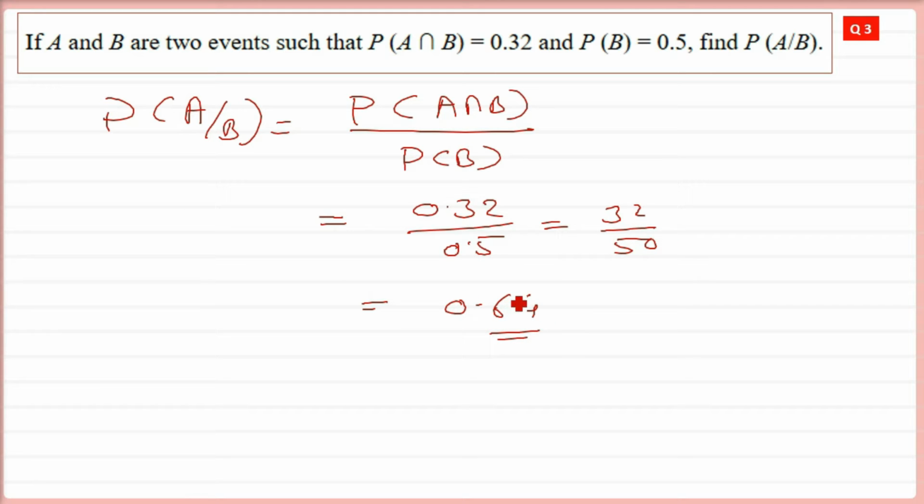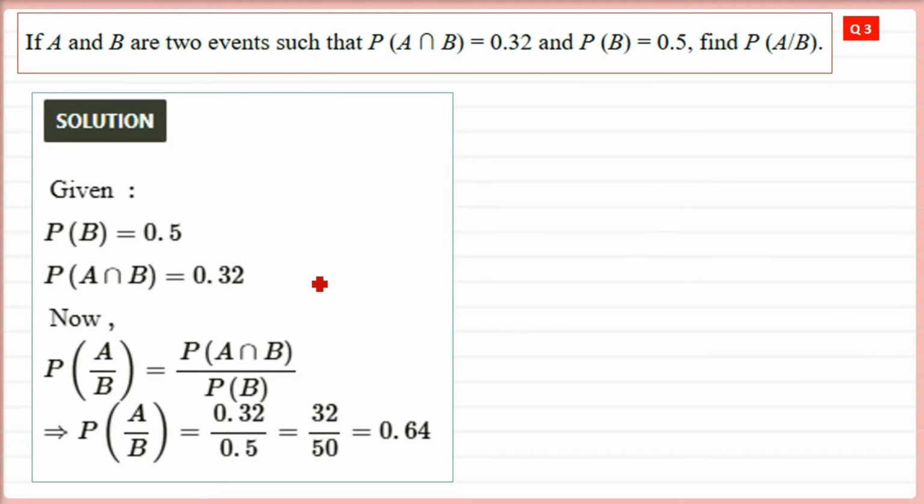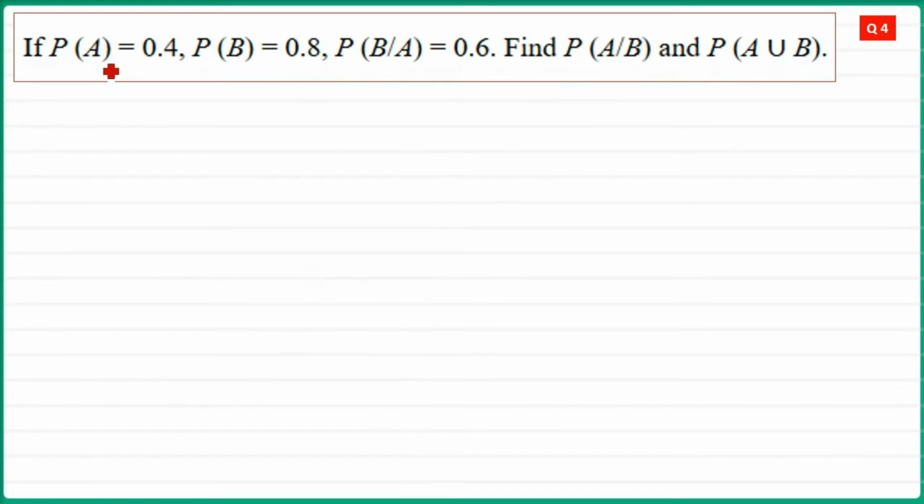Now if you are confused whether your answer is correct or not, just remember that the probability will always lie between 0 and 1, inclusive. 0.64 is between them, so just go ahead. It's correct. Now this is how we are going to do it, and you are quite aware of this formula now. So these are just starters.